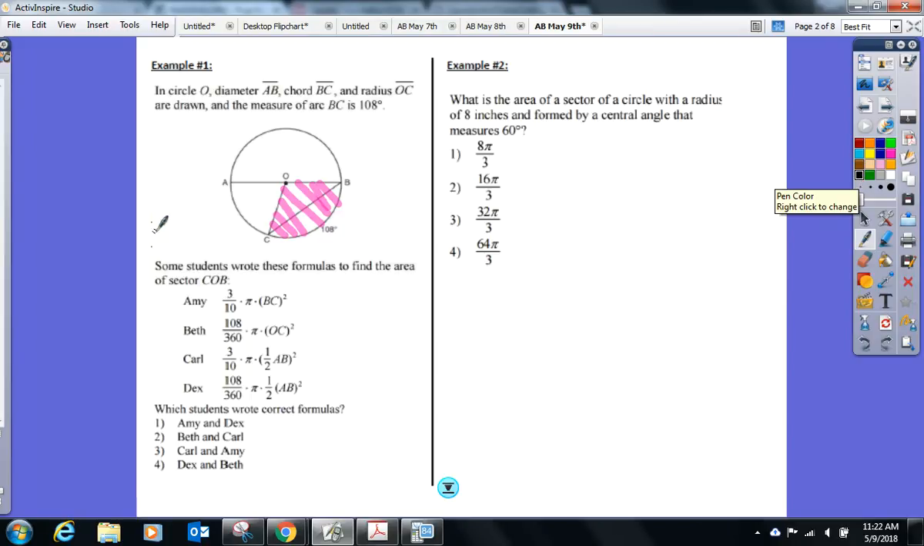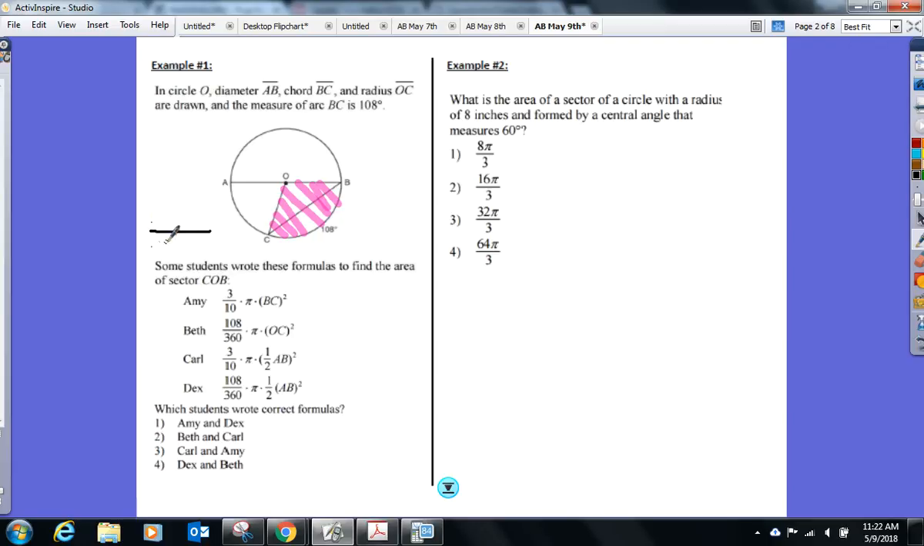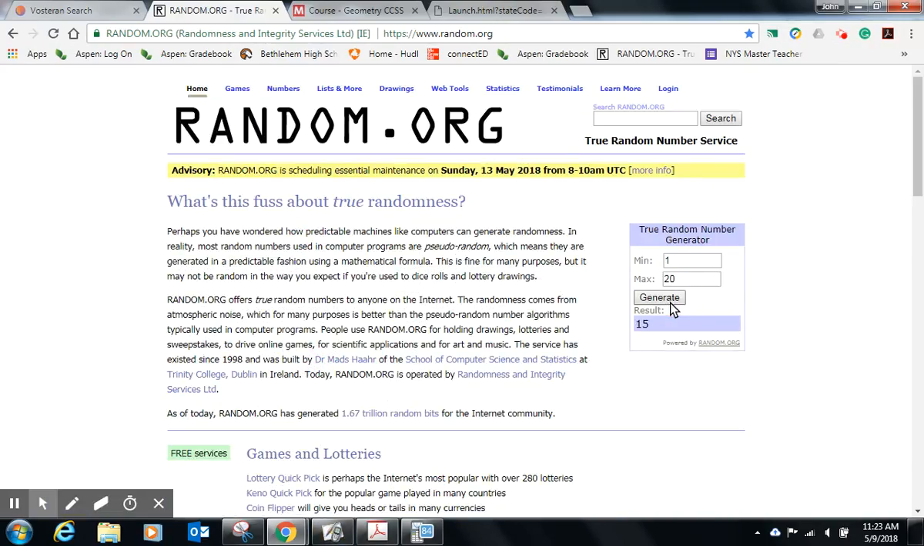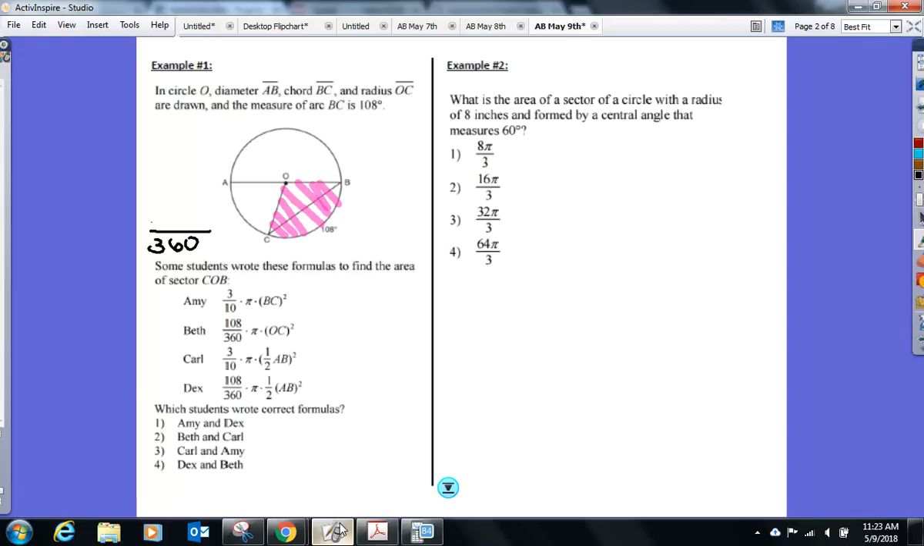Area of a sector. I see degrees, so I'm going to use the degree one. What is the measure of the arc for sector COB? Let's start it off right. 108. So 108 over 360 times pi r squared. I don't have a radius length, so I'm just going to leave it r squared. Okay, who did it right? Who did it wrong?